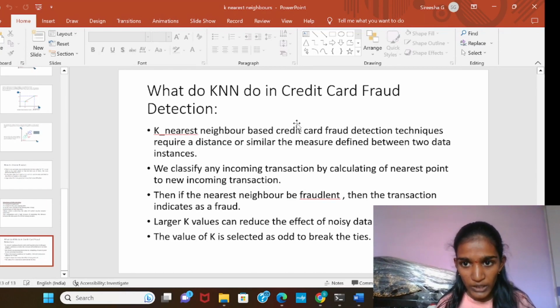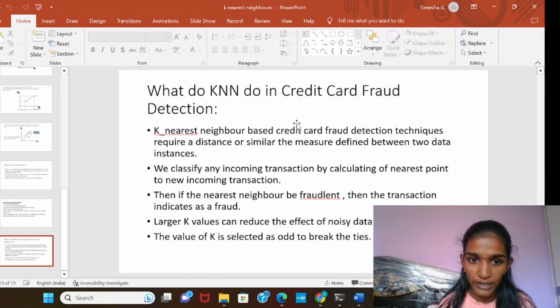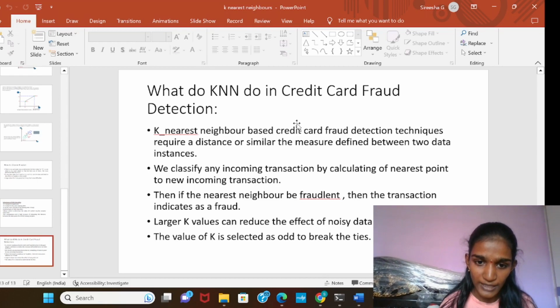What does KNN do in credit card fraud detection? The K nearest neighbors based credit card fraud detection technique requires a distance or similarity measure defined between two instances. We classify any incoming transaction by calculating the nearest point to the new incoming transaction. Then if the nearest neighbor is fraudulent, the transaction is indicated as a fraud. Larger K values can reduce the effect of a noisy dataset. The value of K selected should be odd because it breaks ties.